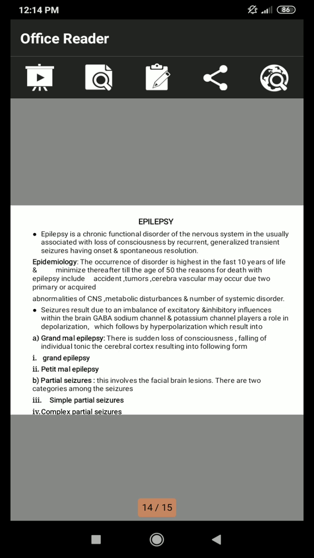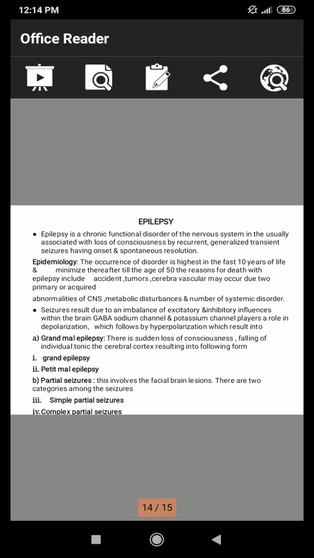In petit mal epilepsy, the loss of consciousness lasts for seconds only. Jerks of the arm with blinking of the eyes and lids may be observed. The patient cannot show facial movement in petit mal epilepsy.